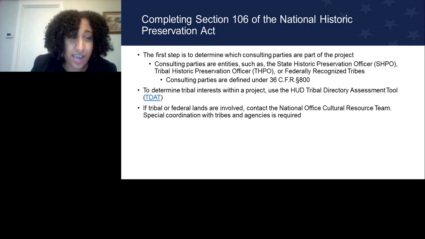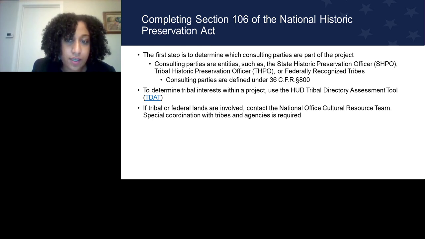RUS does not have the authority to make decisions on federal or tribal lands. If tribal or federal lands are involved, please contact the National Office Cultural Resource Team. Special coordination with tribes and agencies is required. I will later list contacts for that cultural resource team, which includes myself, the Federal Preservation Officer, and the Deputy Federal Preservation Officer.